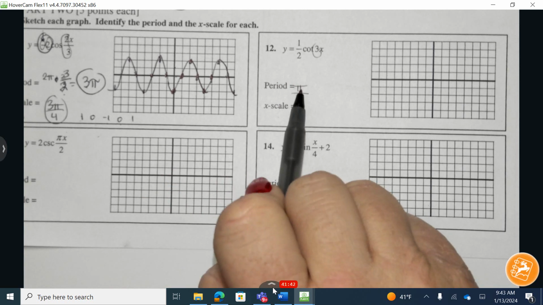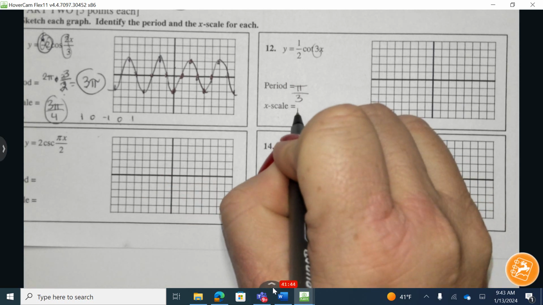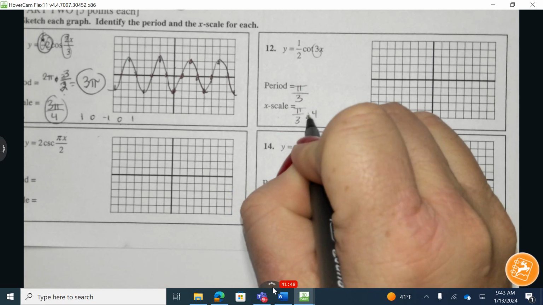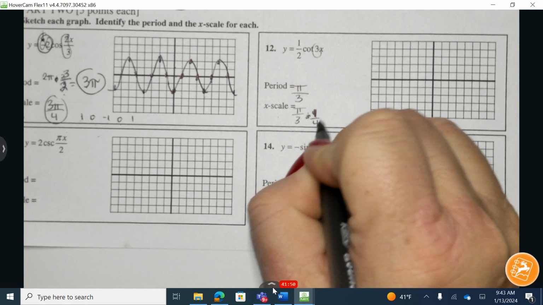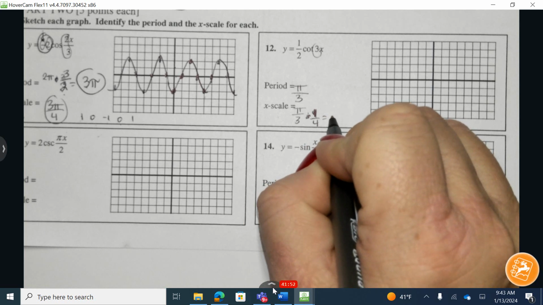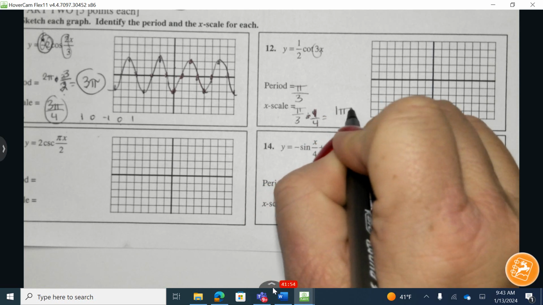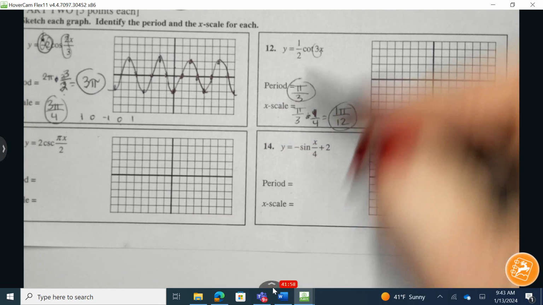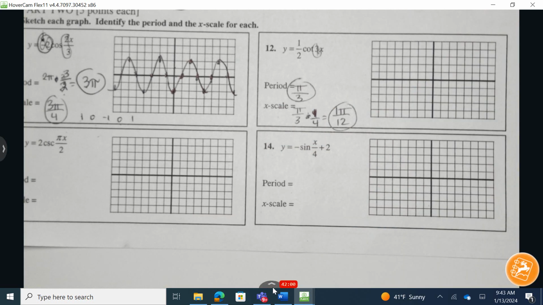We still have 4 steps, so I want to divide this by 4. I want to take pi over 3 and divide it by 4, which is the same as multiplying by the reciprocal, 1/4. We end up with 1 pi over 12, or just pi over 12. So how do I go about this? I've already taken care of 3. How would I go about doing this?